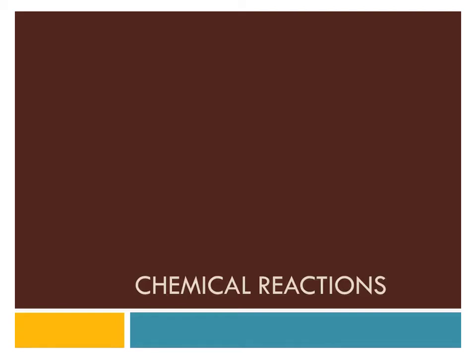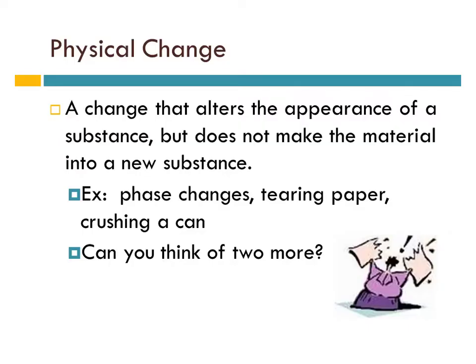So today's notes are a little bit of review about how matter changes, and we're going to take it a few steps further once we review chemical and physical changes and discuss how chemical reactions take place. So just to review, a physical change is a change that alters the appearance of a substance. So it changes what the substance looks like, but it doesn't make the material itself into a new substance.